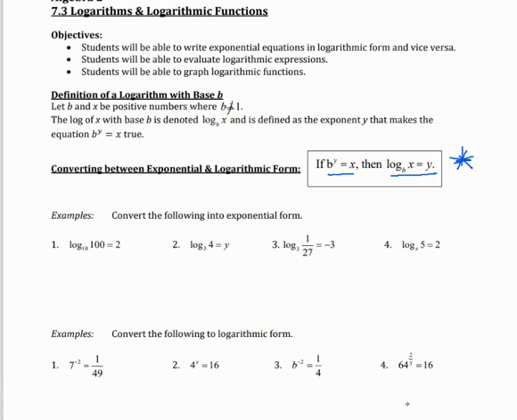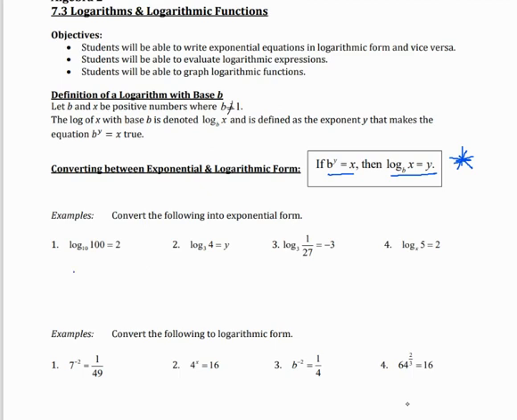So for example 1, it says convert the following into exponential form. You can see this is written in log form. Again, the way I read this is log base 10 of 100 equals 2. So when I convert this to exponential, the logarithm here is telling me what exponent the base would be raised to make 100.